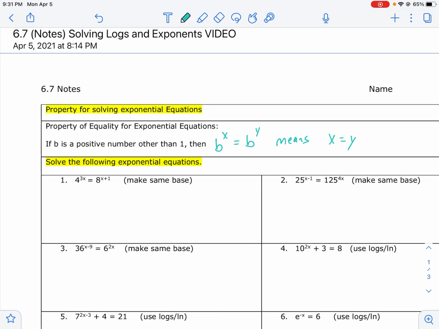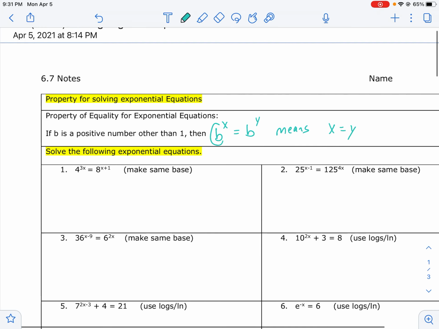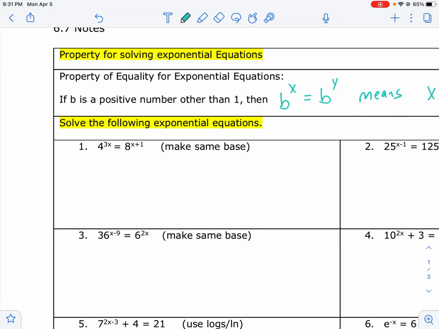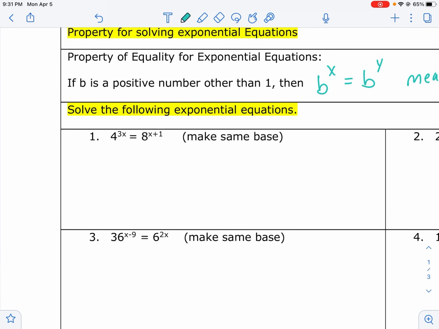So how is that helpful for us? It's helpful because as long as the bases are the same, we can just drop the bases and say that x is equal to y. So let's take a look at this first example. It says number 1, 4 raised to the 3x is equal to 8 raised to the x plus 1. The hint here says make the same base.